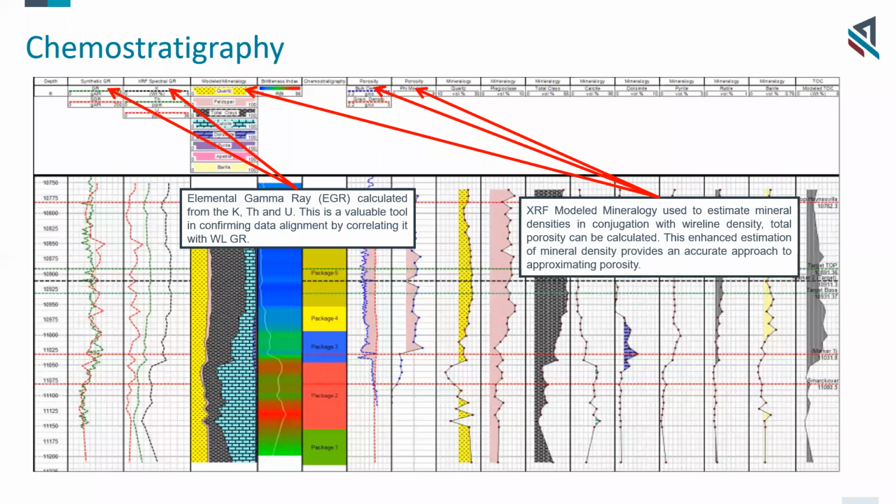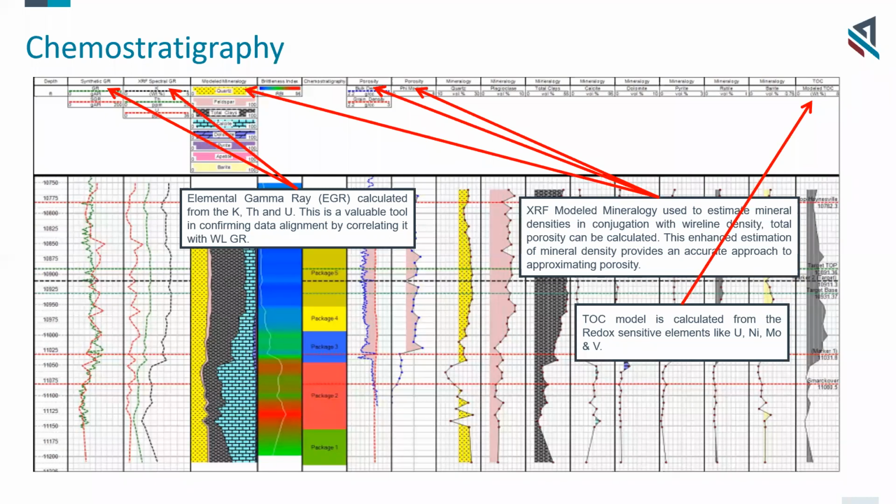Using the modeled mineralogy, in conjunction with the wireline density, we can calculate total porosity. So that gives us a further handle on the porosity values found in the well. And in this particular case, as I said, this is an unconventional play. We've got total organic carbon indicated by the redox sensitive elements, uranium, nickel, lead, and so on. So we can plot that.